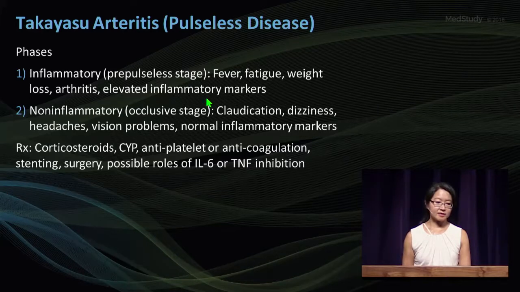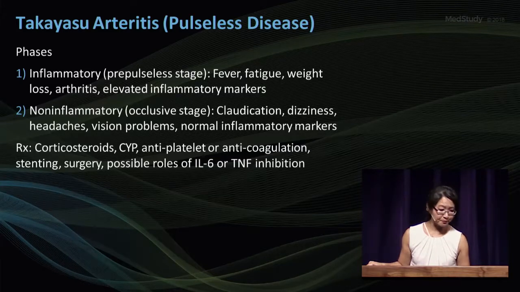There are 2 phases for Takayasu's arteritis. The first phase is the inflammatory phase. This is the pre-pulselessness phase. So again, these patients have fever, fatigue, weight loss, elevated inflammatory markers. The non-inflammatory phase, after the disease has burnt out, is called the occlusive phase. So these patients may present with limb claudication. They walk for a little bit, their legs hurt, they get tired. They can have dizziness, headaches, vision issues, and their inflammatory markers are completely normal.